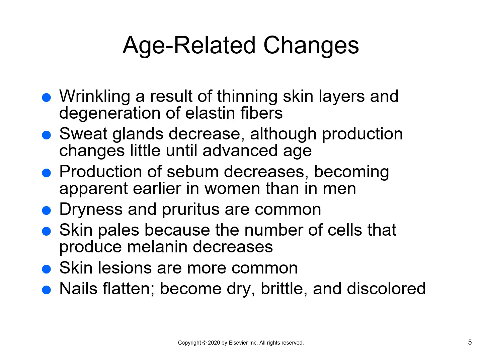Right, what are the age-related changes? There will be wrinkling as a result of thinning skin layers and degeneration of the elastin fibers. Sweat glands will decrease, although production changes little until advanced age. The production of sebum also decreases, becoming apparent earlier in women than in men. Dryness and pruritus are common. Skin becomes pale because the number of cells that produce melanin decreases, and skin lesions are more common. The nails become flat, dry, brittle, and discolored.